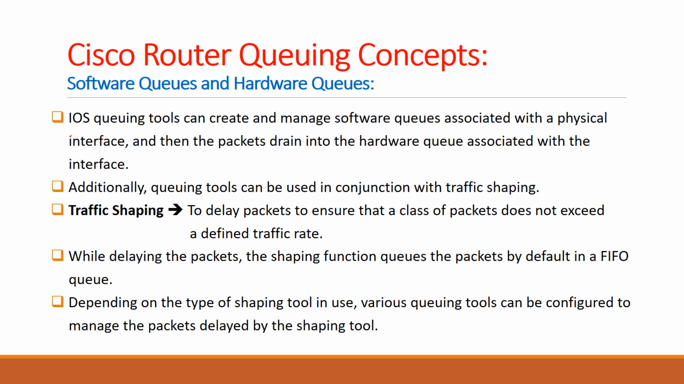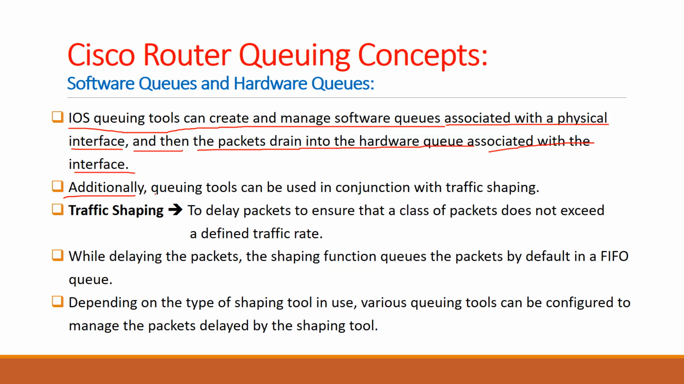So IOS queuing tools can create and manage software queues associated with a physical interface, and then the packets drain into the hardware queue associated with the interface. Simply, the packets first go to a software queue that is associated with a physical interface. Once the queuing tool does its job, the packets drain into the hardware queue that is associated with the same interface.